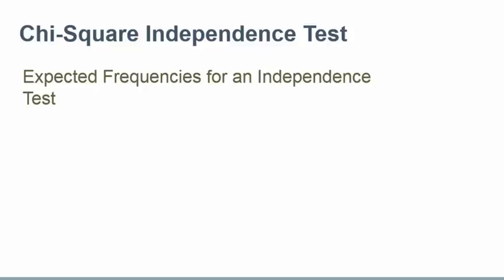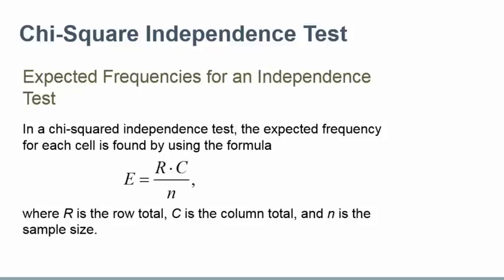Chi-square independence test. Expected frequencies for an independence test. In a chi-square independence test, the expected frequency for each cell is found by using the formula E equals R times C divided by N, where R is the row total, C is the column total, and N is the sample size.